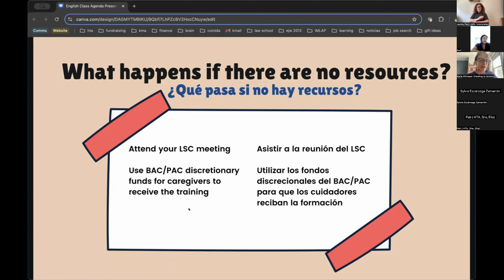And know that there is the BAC and the PAC, which have discretionary funds for caregivers to receive training. So if the local school council or the principal says there isn't any money, know that the BAC, I think, is the Bilingual Advisory Committee, and the PAC is the Parent Advisory Committee. Both of those have access and can provide discretionary funds. And sorry, if someone wants to correct me on the BAC and PAC, we could put it in the chat.